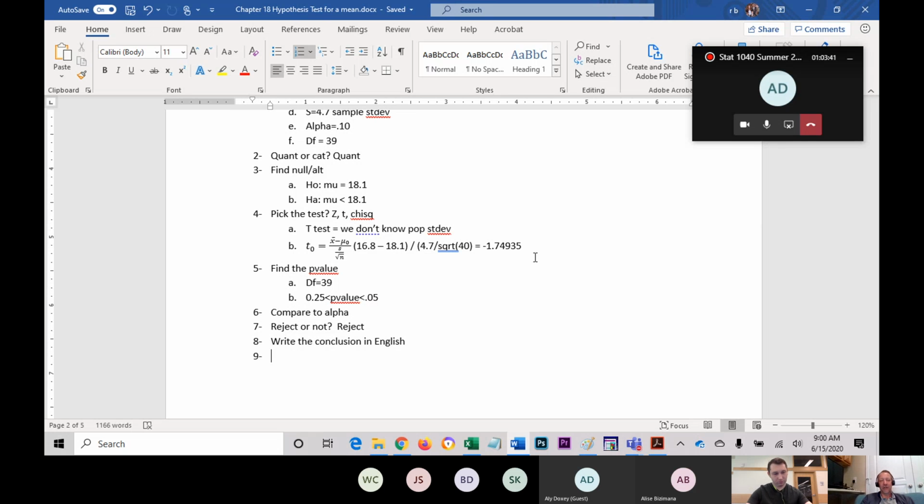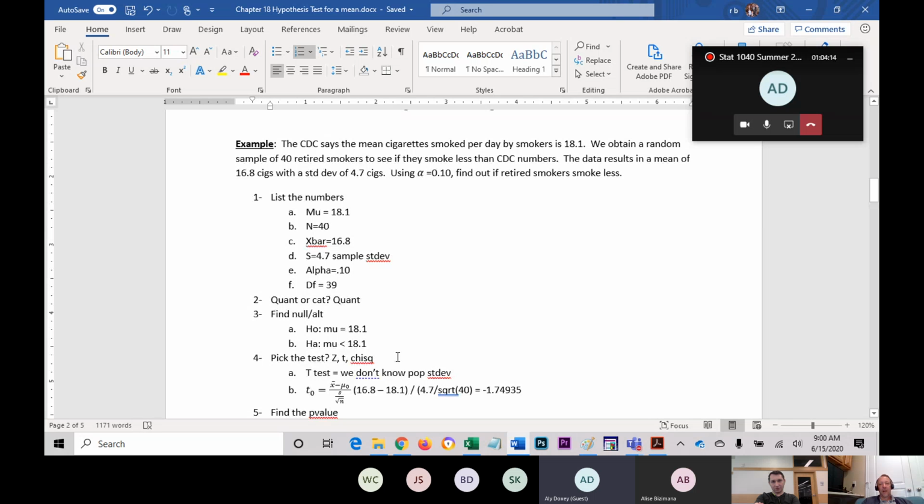So here is your, if you want a template here, there is or is not evidence that whatever you're measuring. Okay, so because. So there is evidence or there is not evidence. So there is not evidence that, wait, I have to scroll up to the word. Yeah. There is not evidence that retired smokers smoke less.